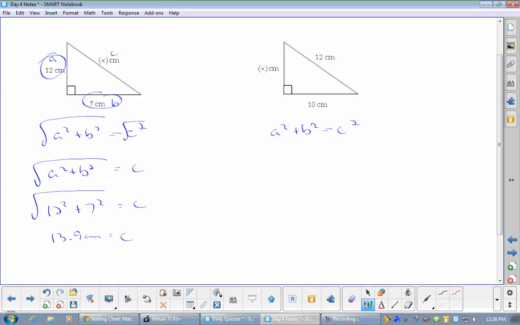I want to get A squared by itself, right? Because look, I'm looking for A. That's B and that's C. In this case, I'm looking for A. How do I get B squared out of there? Add the opposite or subtract, right? So if I minus B squared to both sides, I would get that.